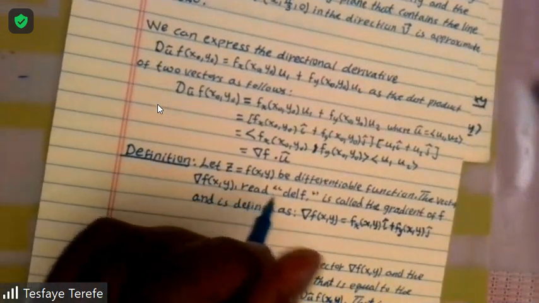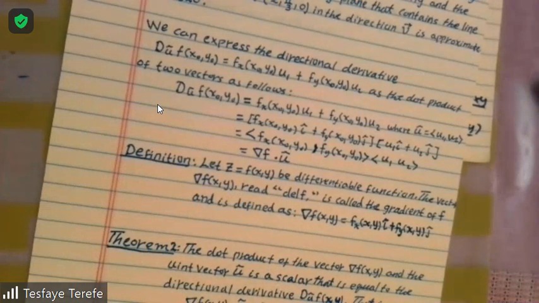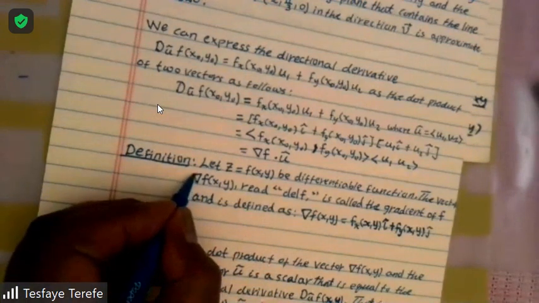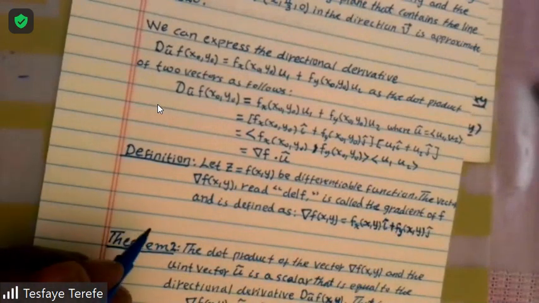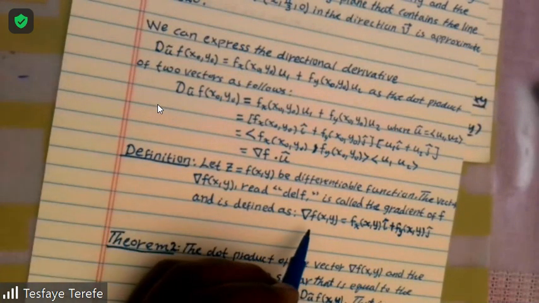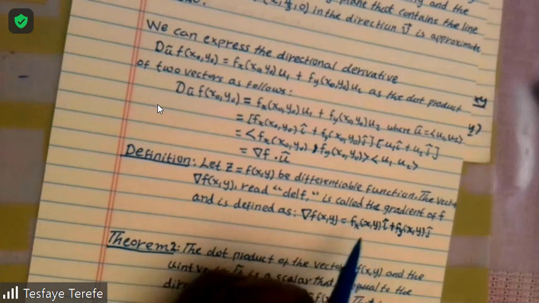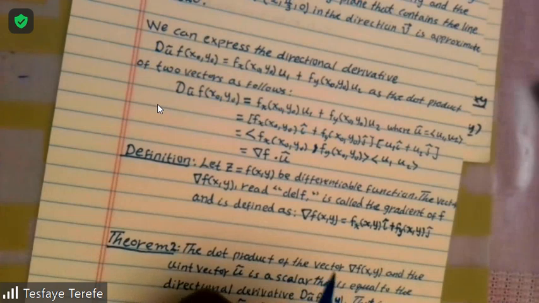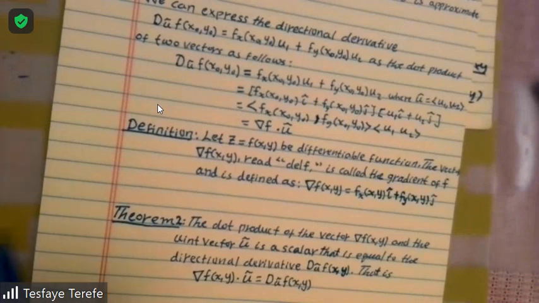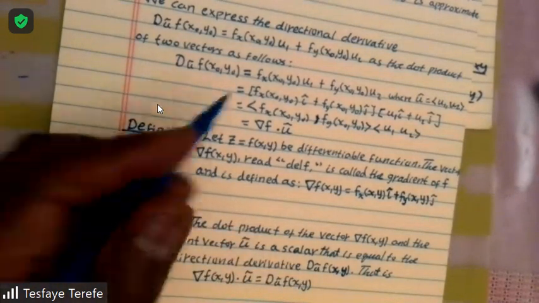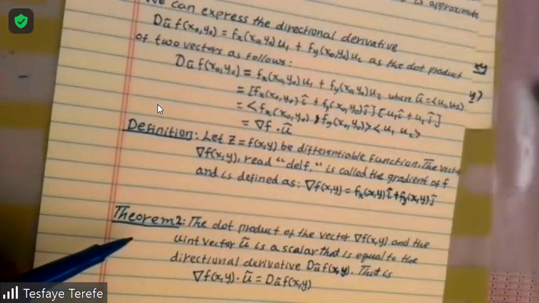Let z equals f of x, y be a differentiable function. The vector, this one, we read it as del f of x, y, is called the gradient of f, and is defined as the partial derivative of that function in the x direction, i, plus the partial derivative of that function in the y direction, j. So this is how we define the gradient. Because we define it this way, we have the following theorems.